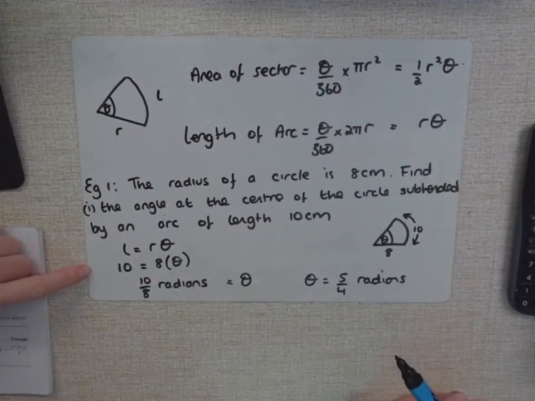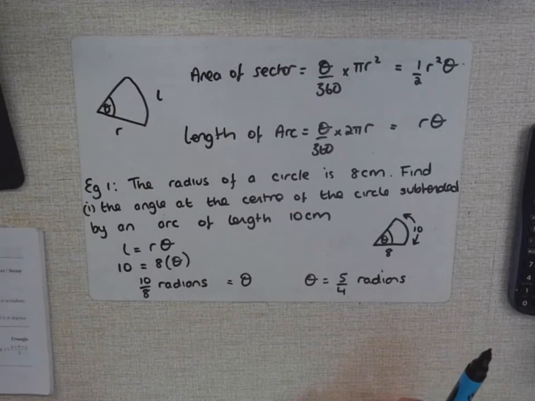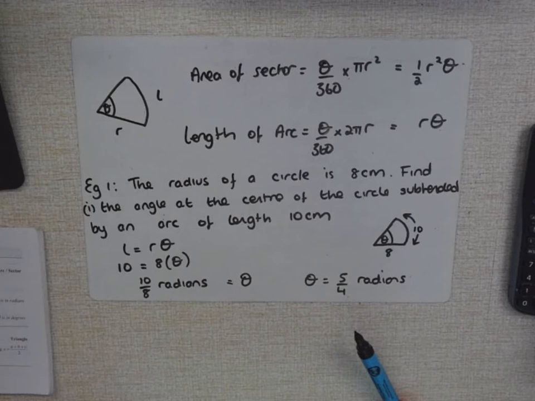For radians, so does the length of the radius now have to be like the same as... That's what 1 radian is. In this case, we have 5 over 4 radians. That's how big the angle is.